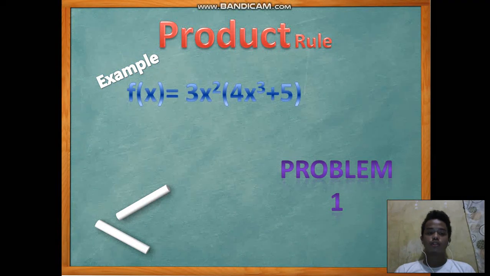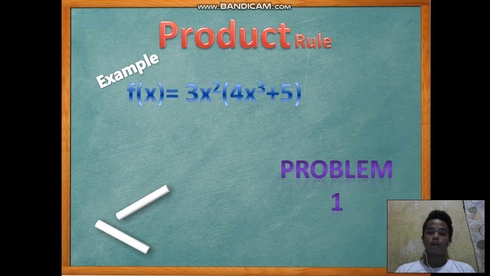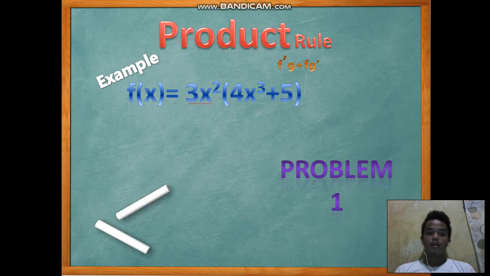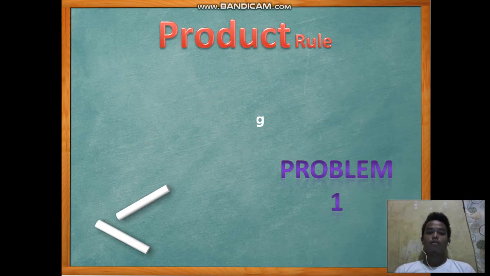Our function is 3x squared times the quantity of 4x cubed plus 5. So do not forget the formula, and as we can see in our equation, 3x squared is our f function, and 4x cubed plus 5 is our g function. So let's solve.